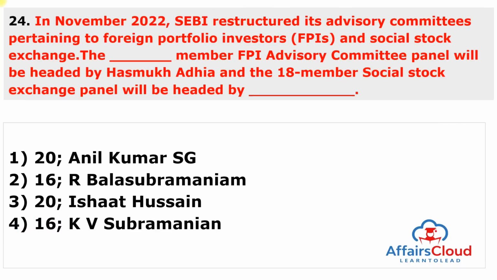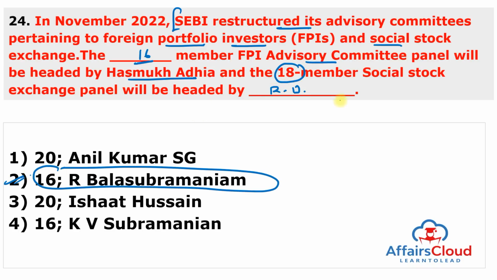Next question is, in November 2022, SEBI restructured its advisory committee. Basically, 2 committees were restructured. One is foreign portfolio investors and the second is social stock exchange. The first committee is known as the Foreign Portfolio Investors Committee, an advisory committee, headed by Hasmukh Adhia, and it is a 16-member committee. The second committee is the social stock exchange panel, headed by R. Balasubramaniam ji, with 18 members. So the answer of this question is B, 16 and R. Balasubramaniam ji.